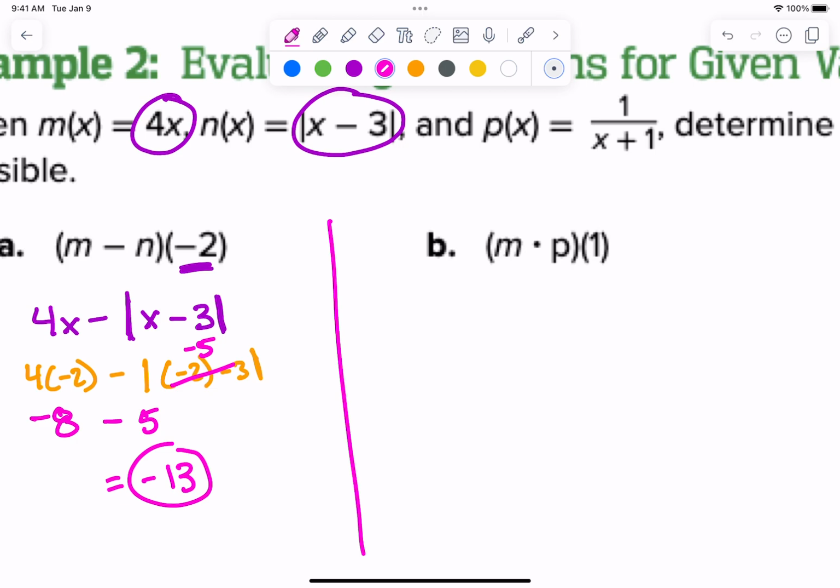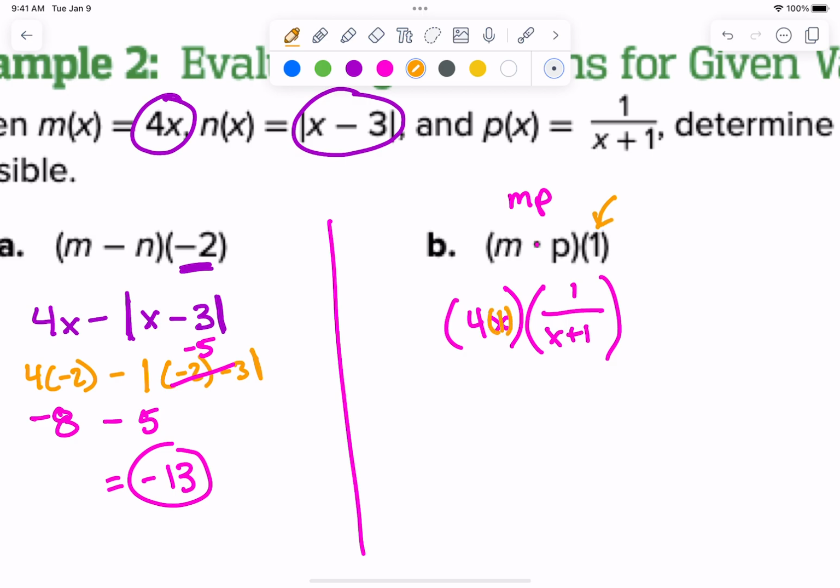Okay, M is my first guy, so I have 4x, and this is times, right? Like the closed dot is times, okay? And then I have, so they'll either write it as MP or they'll put M like multiplication dot P, right? 1 over x plus 1, that is M times P. You can simplify if you want to, but actually, we really don't even have to. We can just plug 1 in at that point, right? So I plug 1 in here and I plug 1 in here.